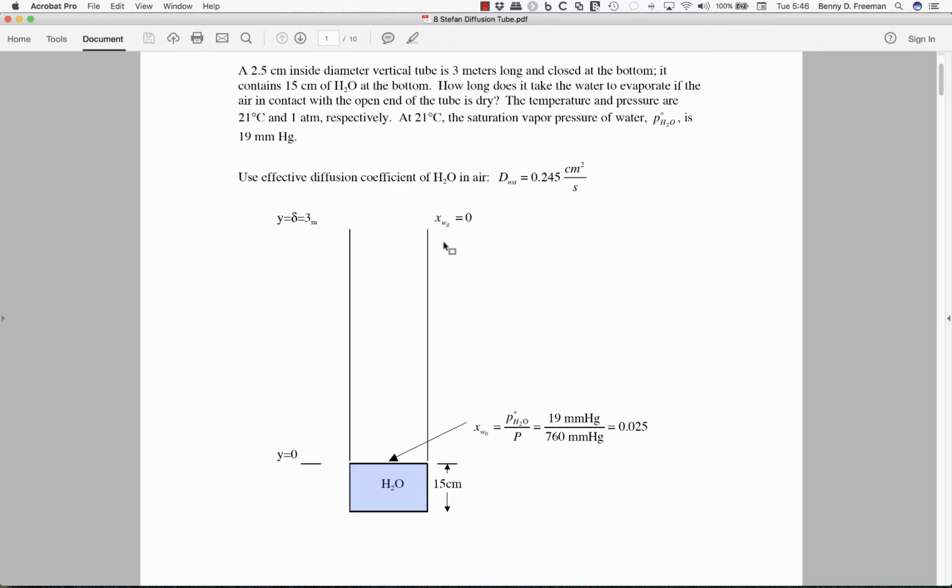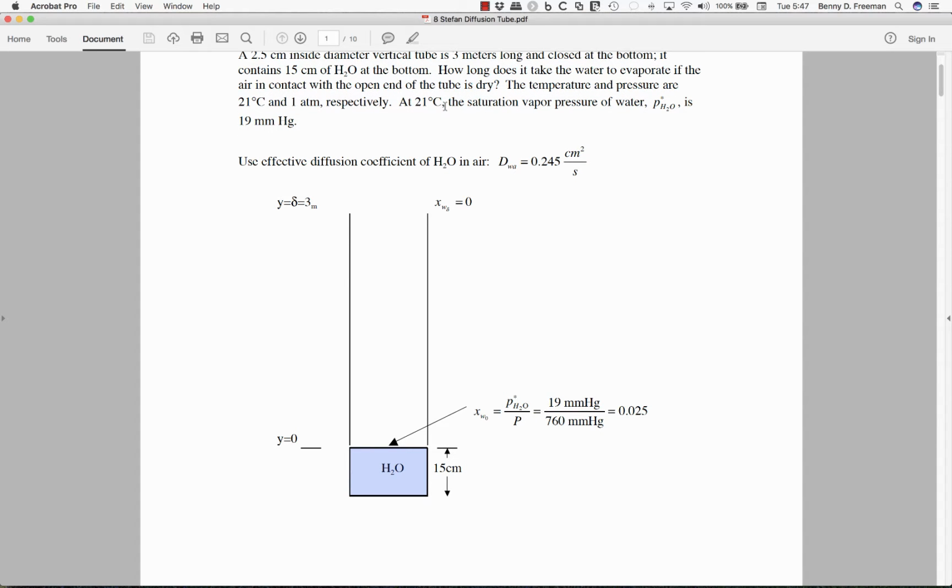We'll consider a case where, at the very top of the Stefan tube, we have a flow of air such that it maintains the mole fraction of water equal to 0. And so we're going to ask how long it will take the water to evaporate out of this tube.